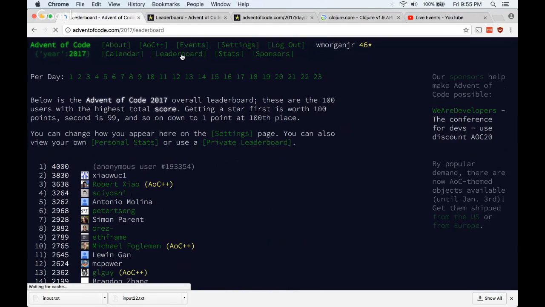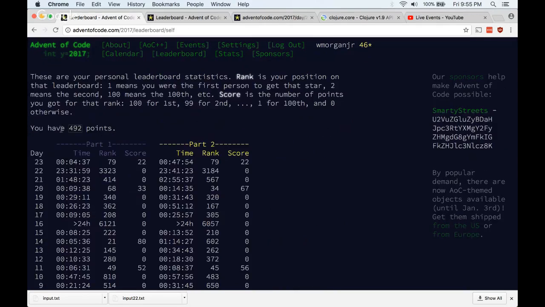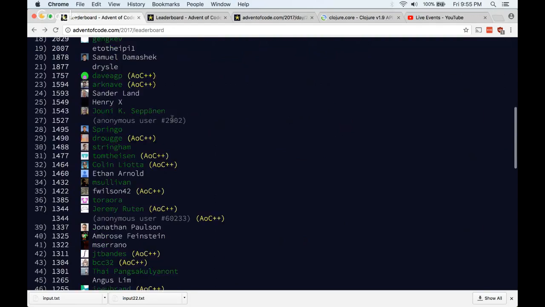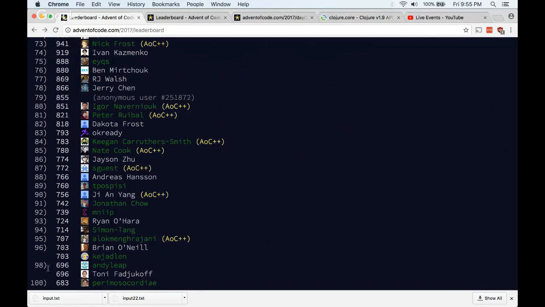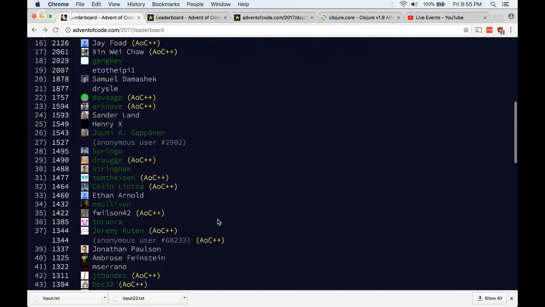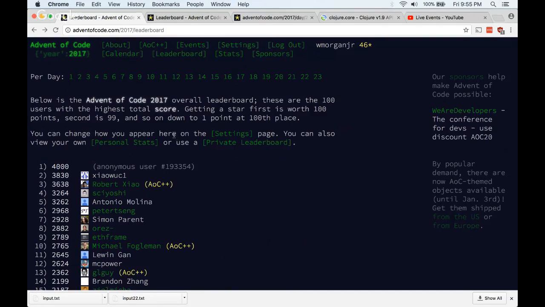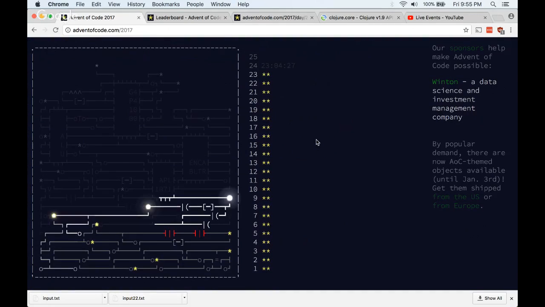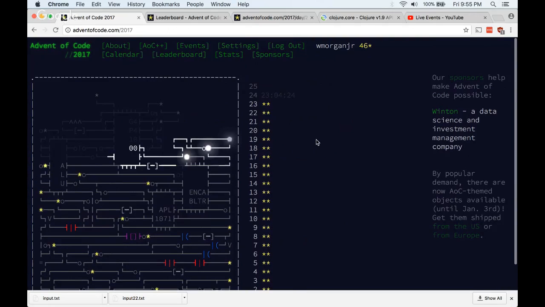Let's take a look at personal stats. All right, almost 500 points with 2 days left. So looking at the leaderboard, this means that it's not completely out of reach, but also I'm probably going to have to get lucky or have a good performance. So I'm going to leave it here. Maybe look at our advent calendar as it fills up. Lovely, just lovely.